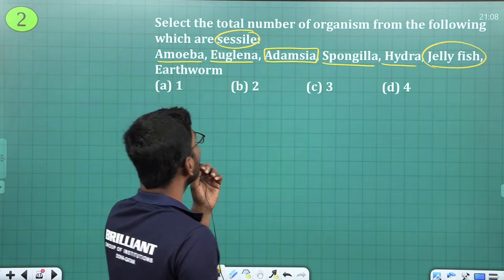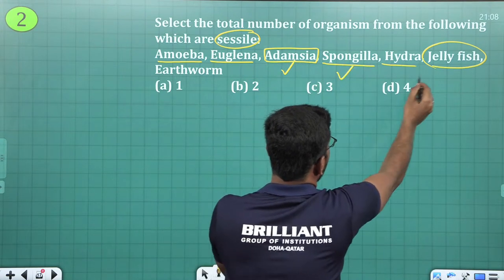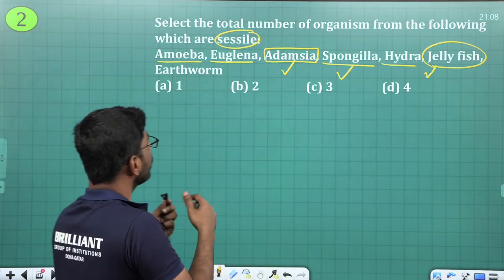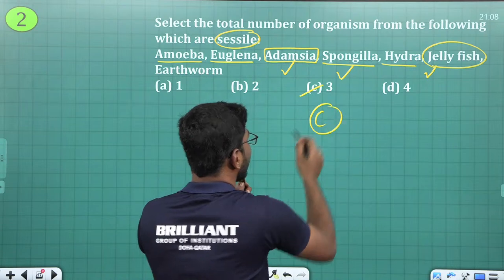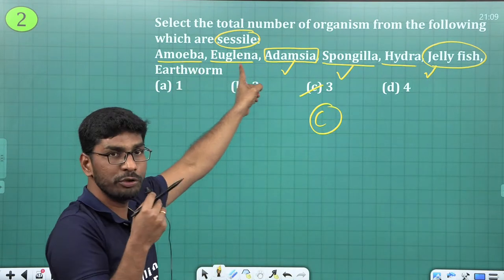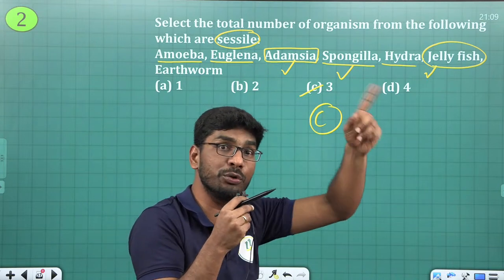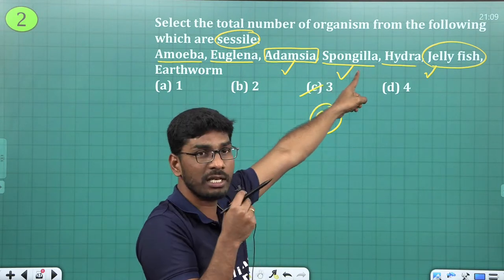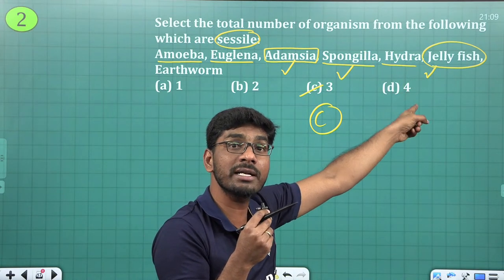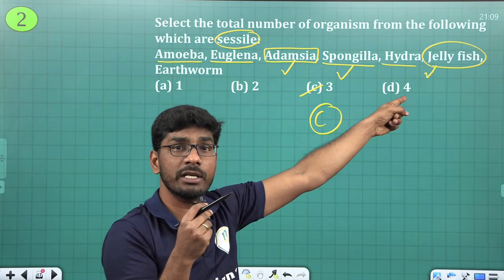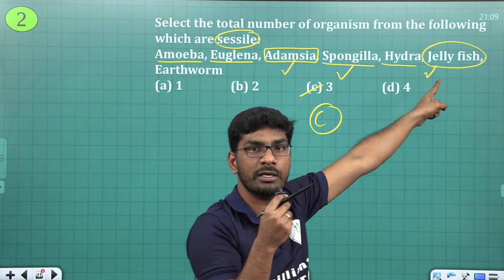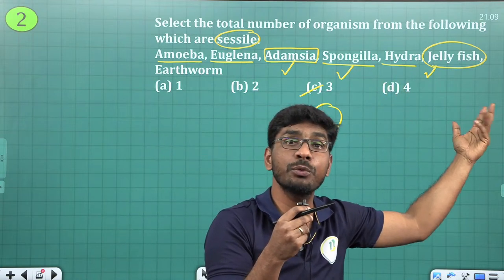So how many are sessile? 1, 2, and 3. What is your answer? Yes, very good. So the correct answer is 3, option C. They are asking about sessile. And moreover, look at here: Amoeba and Euglena, these two are Protista, unicellular eukaryotes. Spongilla is what? Porifera. Hydra is also Cnidaria, and jellyfish is also Cnidaria, with a gastrovascular cavity, tissue level of organization, and metagenesis, alternation of generation in this phylum. Jellyfish is Aurelia. Remember.